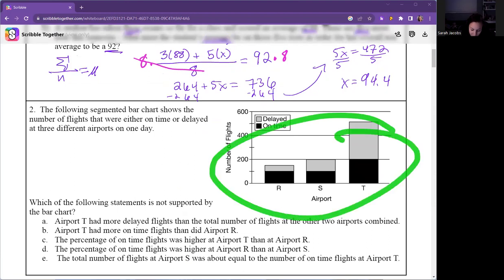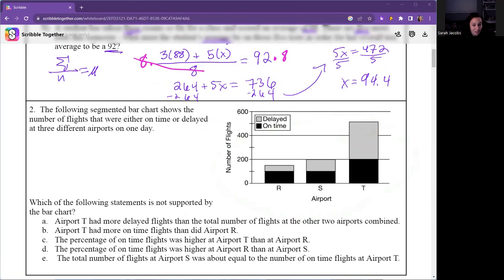In this question, I goofed last year and then forgot to leave myself a note to fix it for this year. So there's actually 2 right answers here. The following segmented bar chart shows the number of flights. Okay, so let's keep track that it's the number of flights that were either on time or delayed at 3 different airports on one day.